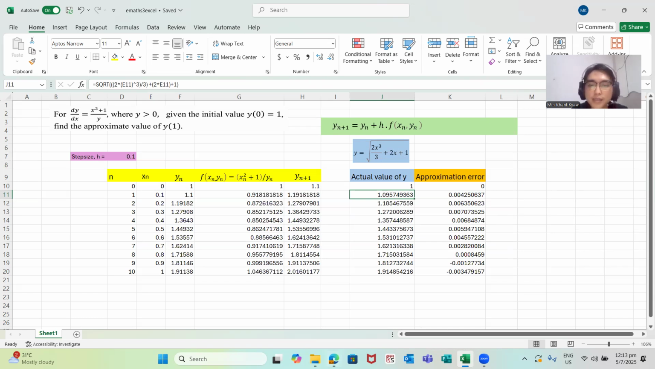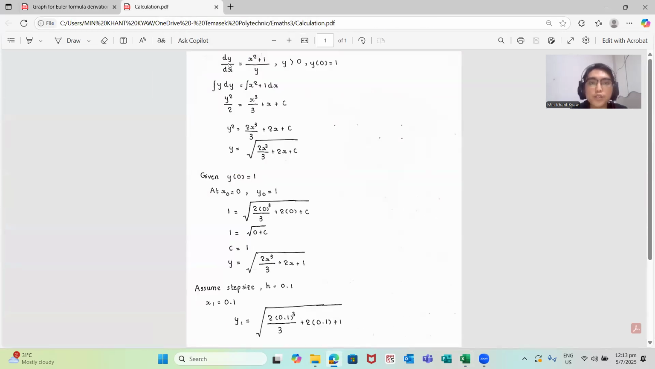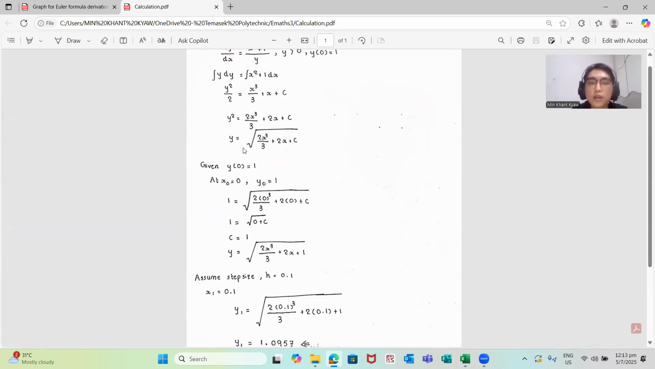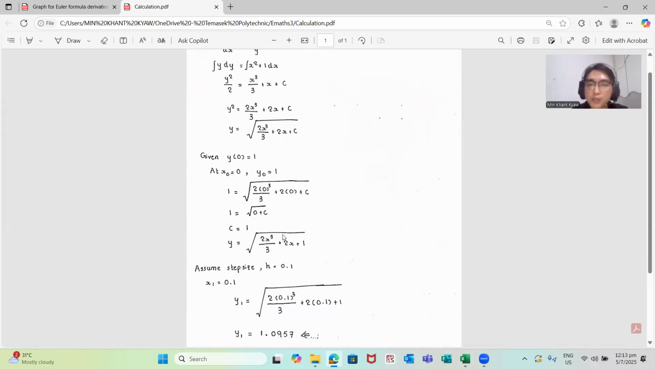So to better understand this, let's look at my handwritten calculation. So dy over dx is equal to x squared plus 1 over y is the equation that we need to solve. So we rearrange the equation and then integrate both sides. Then we will get y is equal to the square root of 2x plus 2x over 3 plus 2x plus c. Then we are also given the initial value of x equal to 0 and the initial value of y equal to 1. So we need to substitute these values to find the value of c.